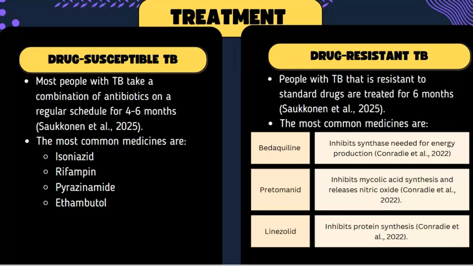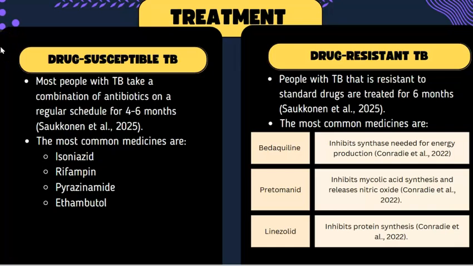In people with drug-resistant TB, it usually takes at least 6 months to treat, and the most common medications are bedaquiline, protamine, and linezolid.